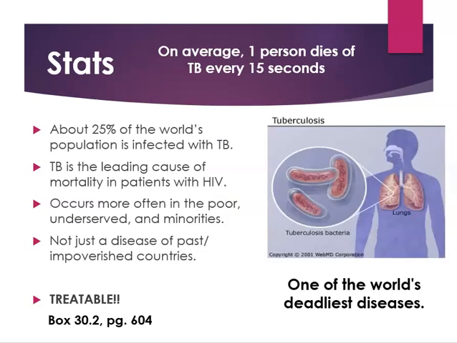Statistically, on average, 1 person dies of TB every 15 seconds. That's a huge, huge amount of folks that we are losing due to TB. It is the leading cause of mortality in patients with HIV. And it's just not a disease of past impoverished countries.